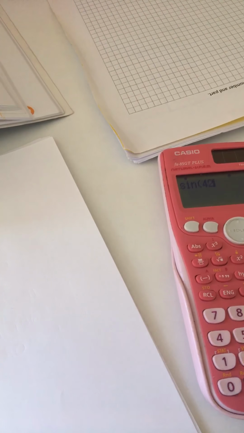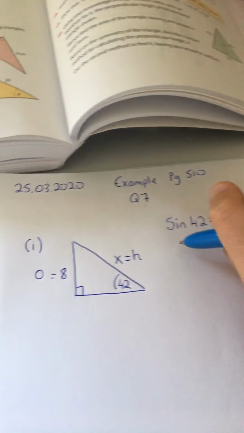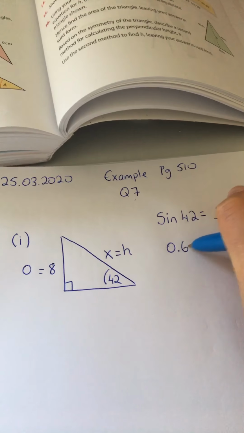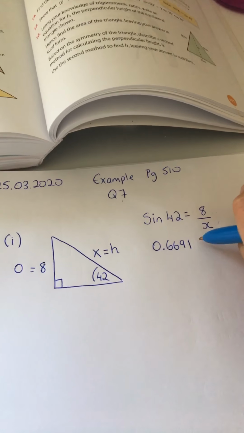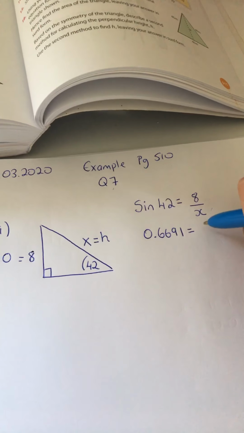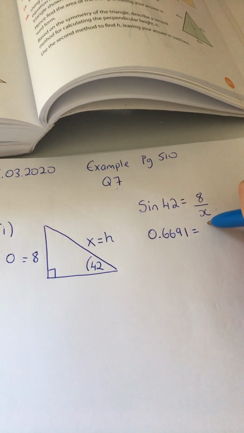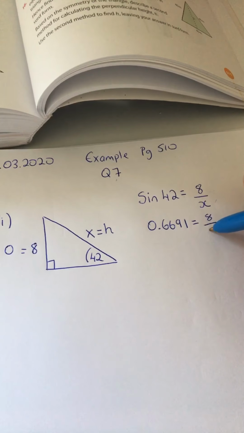Over to your calculators then, type in sine 42, and that gives us 0.6691. We always get it to 4 decimal places to make it accurate, and then we'll get it to however many decimal places they want at the end.